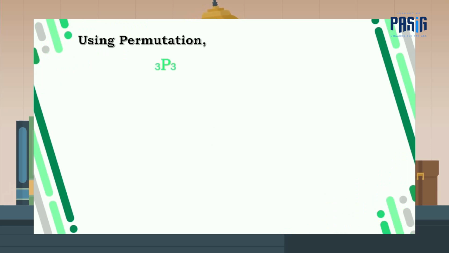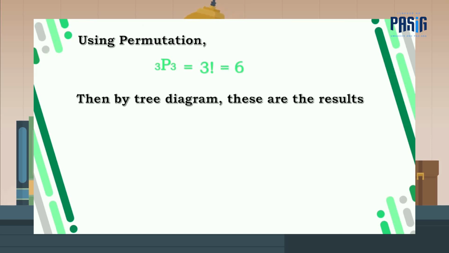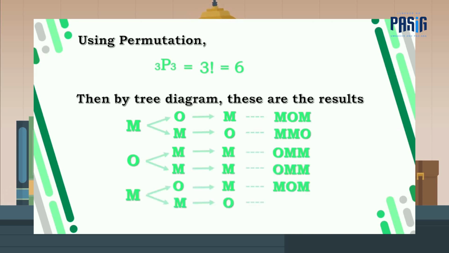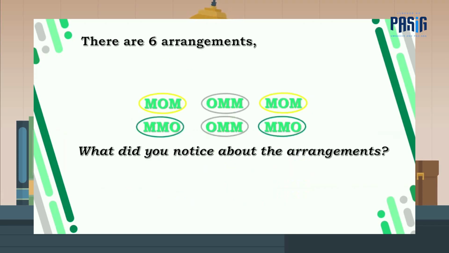Using permutation, we have the permutation of 3 taken 3, which is equal to 3 factorial, which is equal to 6. Then by tree diagram, these are the results. We have MOM, MMO, OMM, OMM, MOM, and MMO. So there are 6 arrangements.